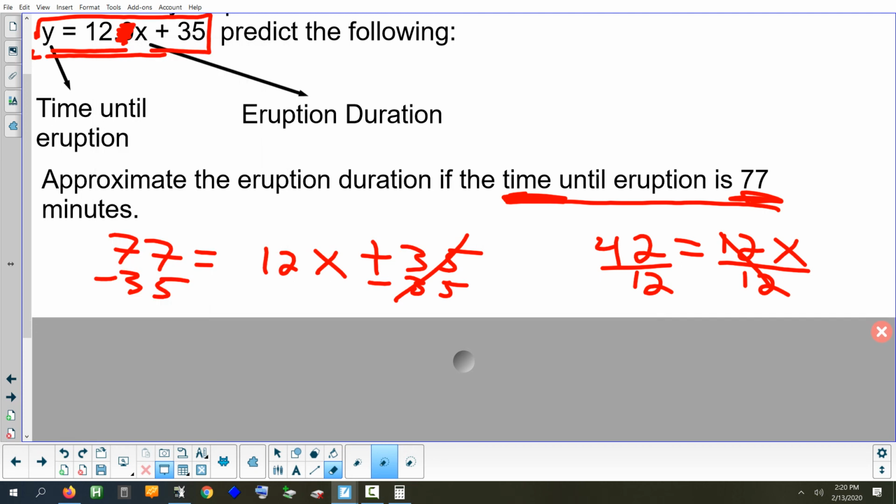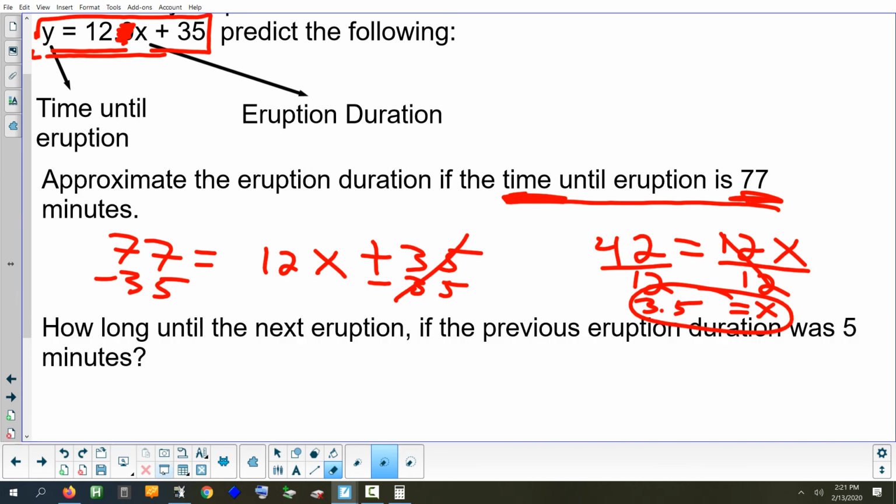So if the time is 77 minutes, then the duration should be, according to this formula, about 3.5. So 3.5 equals x. Right, so that means if you waited 77 minutes for the eruption and you watch it, it'll probably last about 3.5 minutes. Is it guaranteed 3.5 minutes? No. The formula is just a prediction. It's a rough guess at what might happen.